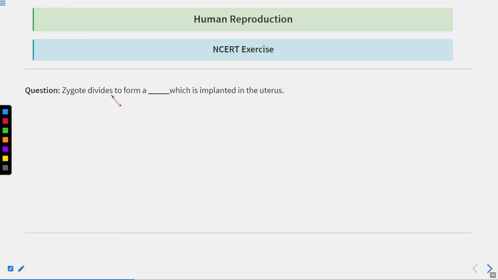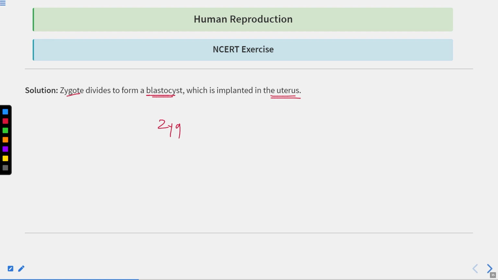Next question: the zygote divides to form a dash which is implanted in the uterus. Clear? This also we have discussed. The zygote divides. All right. There are successive divisions and it forms 2-celled, 4-celled, 8-celled and 16-celled structures. These cells are known as blastomeres, and the 8 to 16 cell structure is known as the morula, and the morula further forms the blastocyst. So the zygote divides to form the blastocyst, which is implanted in the endometrium of the uterus.